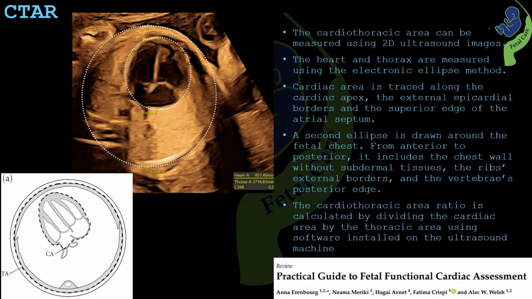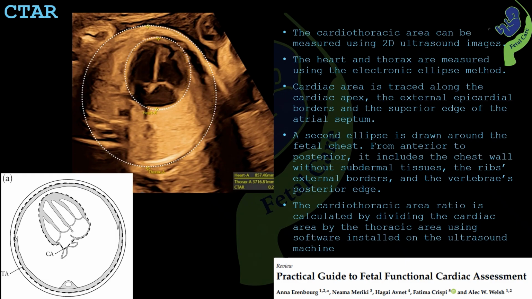Now comes the important pitfall. What happens if there is a pericardial effusion? Do you trace along the pericardium or along the epicardium? The answer is you need to exclude the pericardial effusion, and the ellipse caliper should be placed along the epicardial surface of the heart.